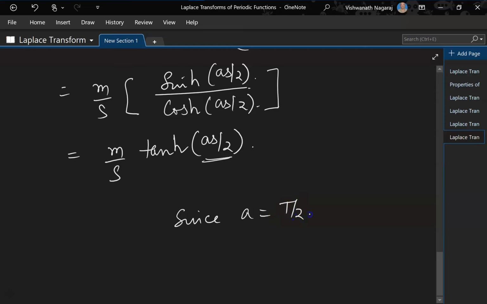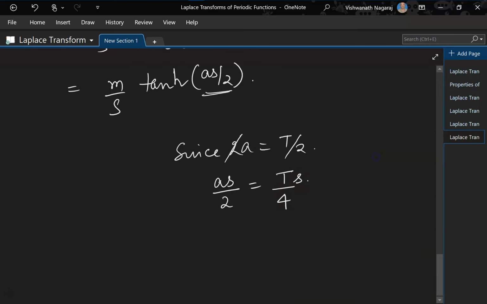Now if you want to write this in terms of T, then remember, since a is equal to T by 2 or 2a is equal to T, that means as by 2 is equal to, if we take this to the other side, it becomes T by 4. So this can be written as M by S hyperbolic tan of T by 4s as well.